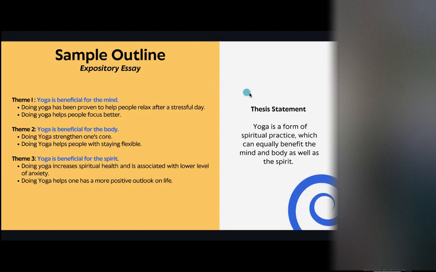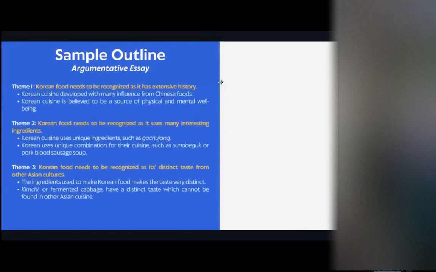And that was just the last one, right? Okay, yes, this is the last one, argumentative. Okay, so our last outline is for an argumentative essay.